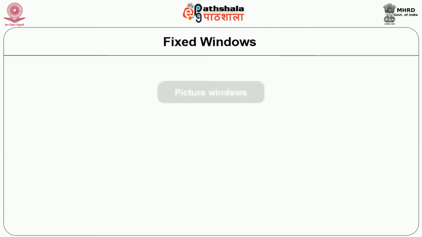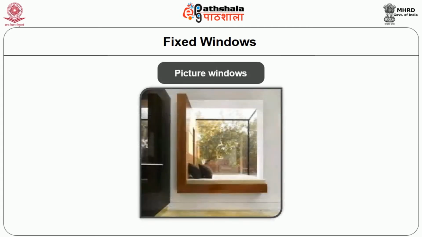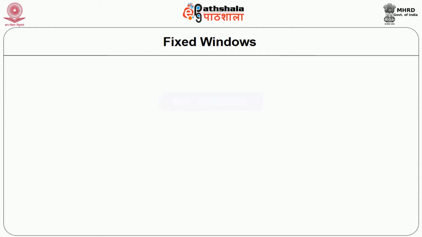Picture window. Picture windows are very popular windows fixed on the wall and are excellent for showing the outdoor views. They are generally made of a large fixed piece of glass or of a fixed pane with a movable section on the sides.